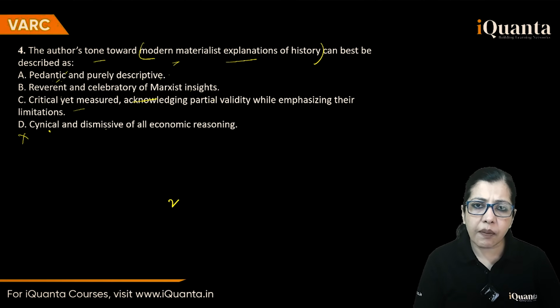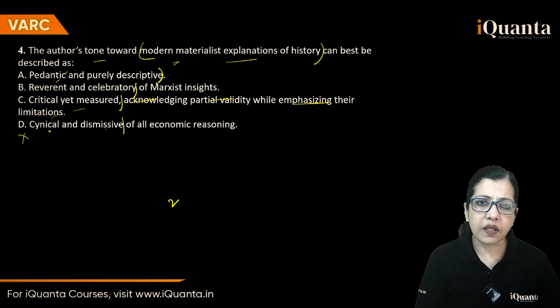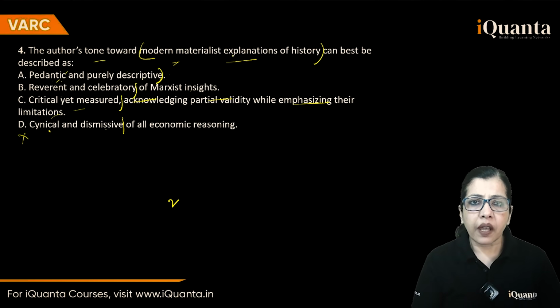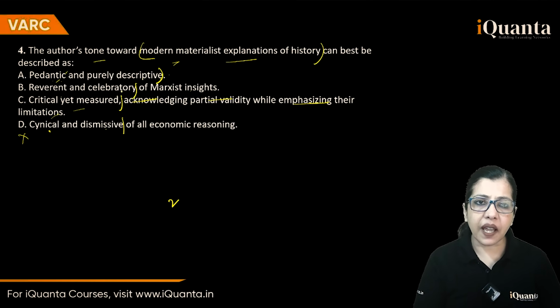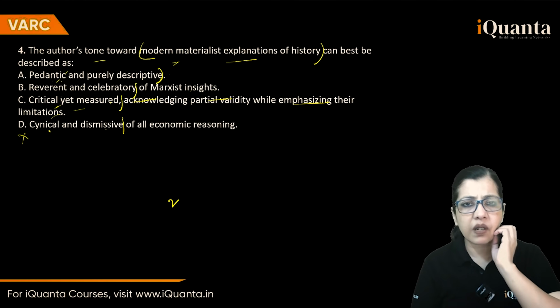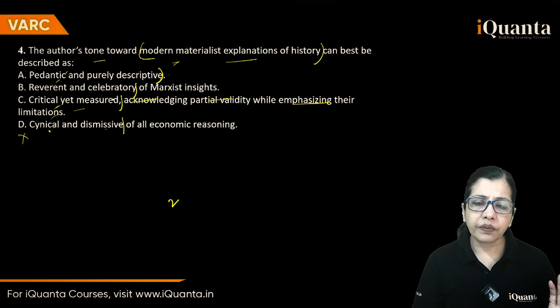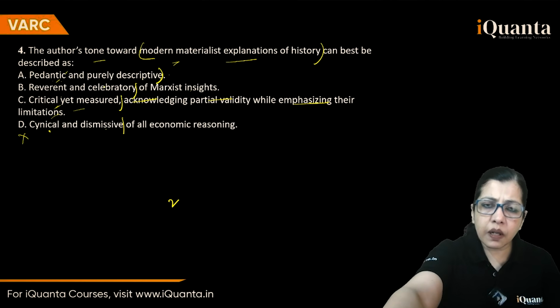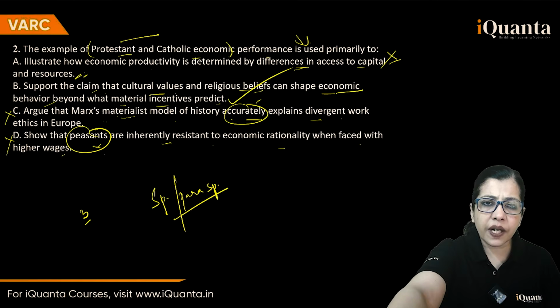जरूरी नहीं है कि ये आपको दिया जाए, राइट? आ भी सकता है, आया है एक दो बार कैट में, सबका एक्सप्लेनेशन होगा, ओके? And otherwise you can get even this much. Got it? So, modern materialist explanations of history can best be described as: he is being critical and analytical and measured throughout the passage. Critical means what? Okay, I'll take you back. Modern materialist explanations of history.